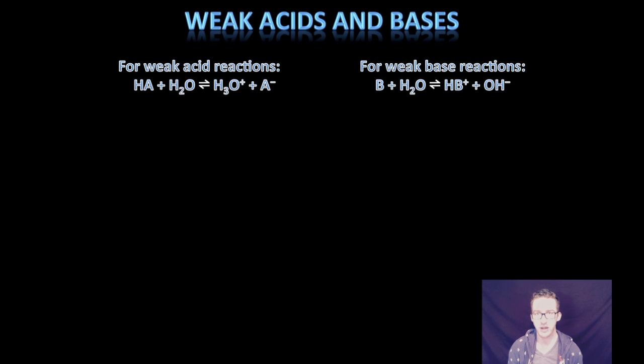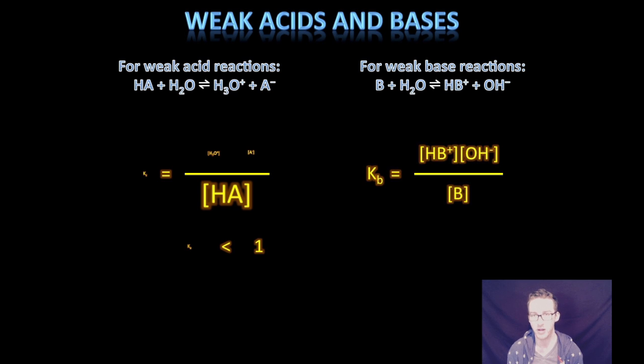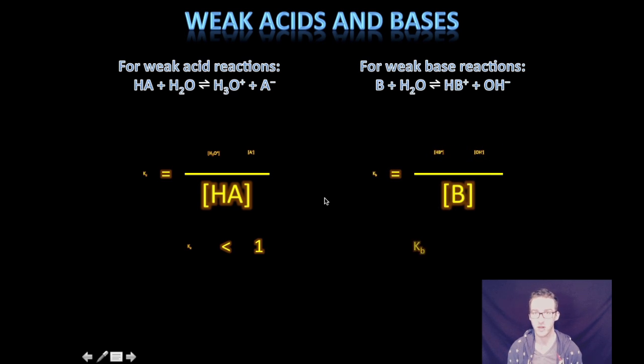As you think about the general reactions for either a weak acid or weak base with water, we're going to get a couple of equilibrium constant expressions that look sort of like what you see here. We're going to have Ka values that are much less than 1 because we don't have a lot of products formed. We have a lot of our original reactants in solution, not a whole lot of our products. So the K value is much less than 1.